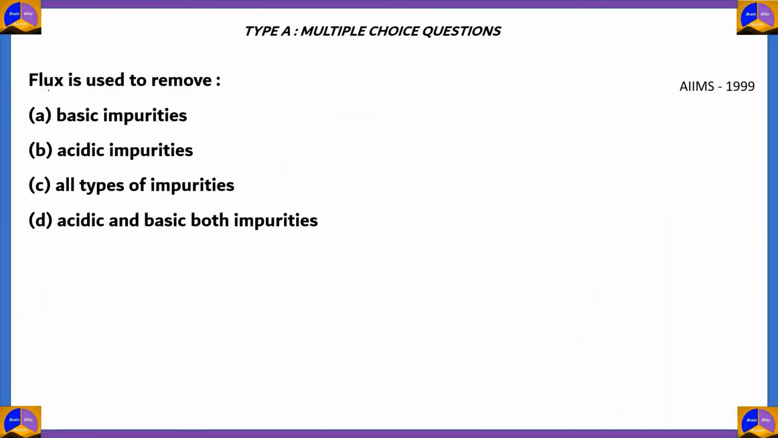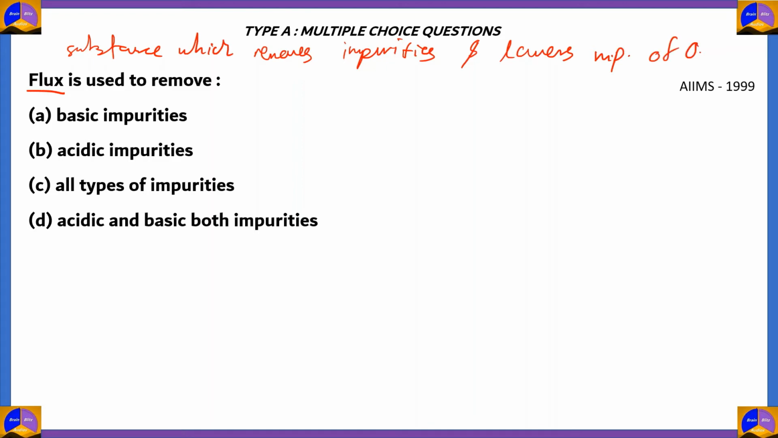Next question. Flux is used to remove basic impurities, acidic impurities, all types of impurities, or acidic and basic impurities. So flux is a substance which removes impurities and lowers the melting point of the ore.